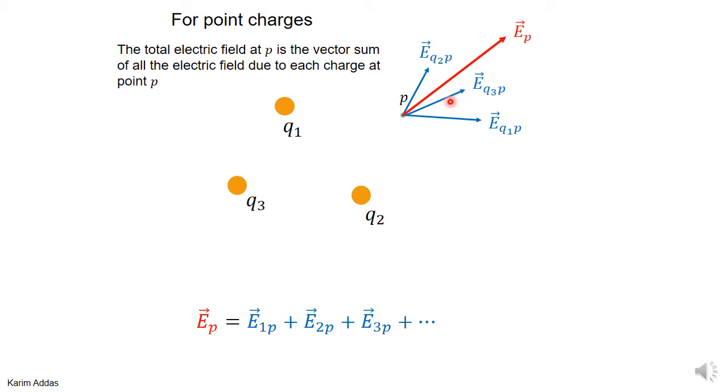And what did we do with those three vectors? We added them as vectors. And in that case, we get the resultant electric field at point P, which is this red vector that represents the total electric field at point P due to all the charges that exist in space. This is the only thing we know how to do. We only know how to get the electric field due to point charges.